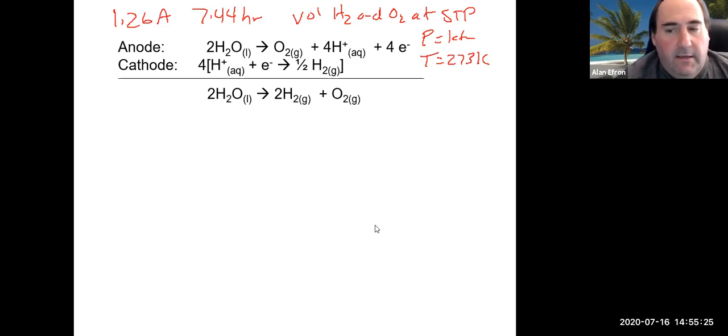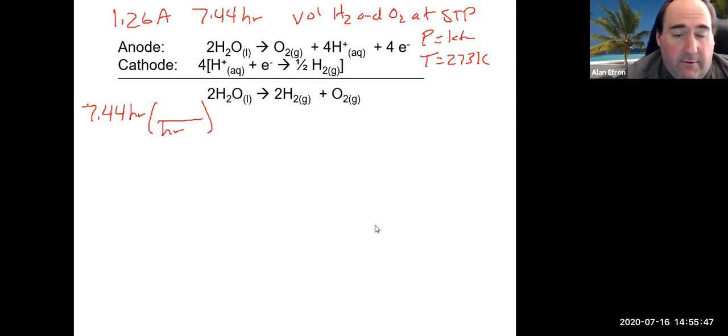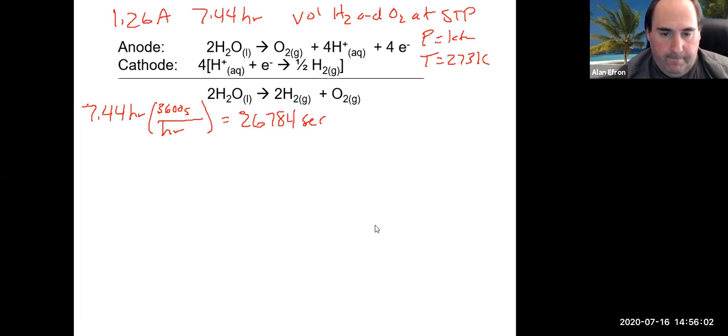All right, let us take a look here and see what's going on. And we want to kind of start it the same way. In this case, we're given basically the amperage for how it's running. We also have the time. So again, as I mentioned before, probably a good move to always convert the time into seconds so everything cancels. So 7.44 hours. Again, in an hour, there's 3,600 seconds. And if we do that, 26,784 seconds.